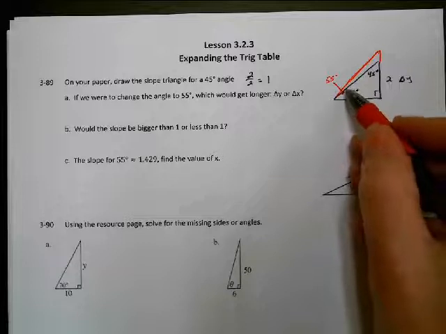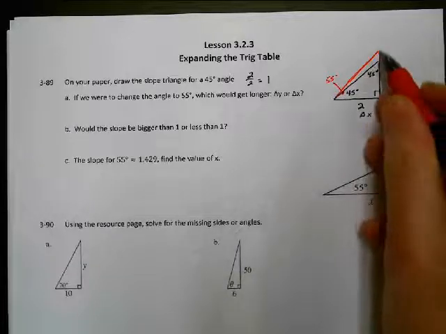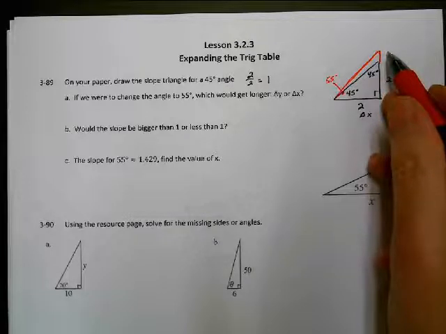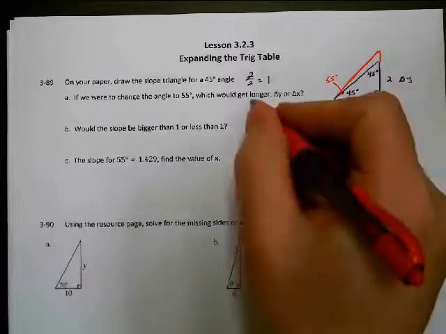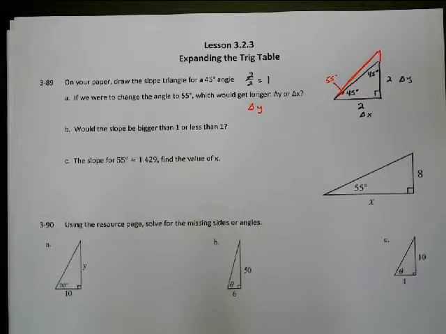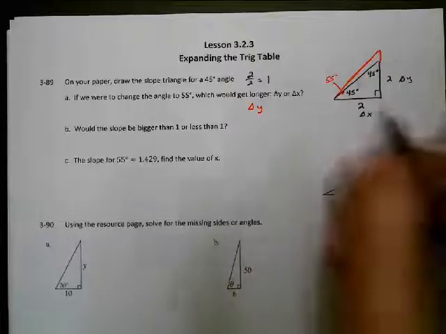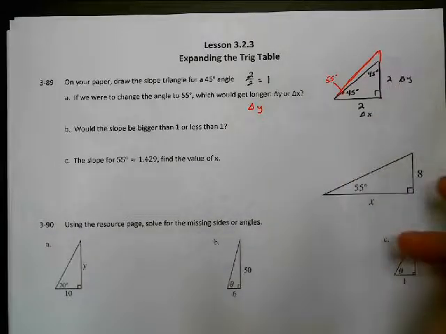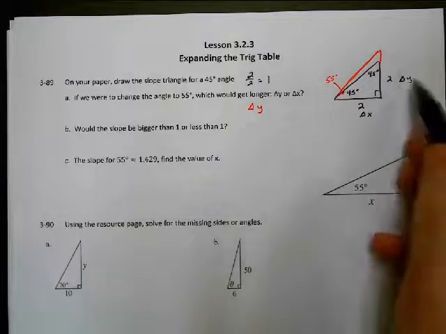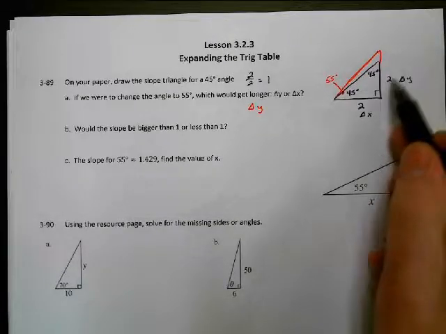So since we've opened up this angle and made it bigger, this side that's made from that angle has now gotten larger. So what's getting longer? The change in y is getting longer. Change in y is definitely bigger at this point. So would that slope be bigger than 1 or less than 1? So for a 55-degree angle, should we get a slope that's bigger than 1 or less than 1? Well, we've increased the size of y.